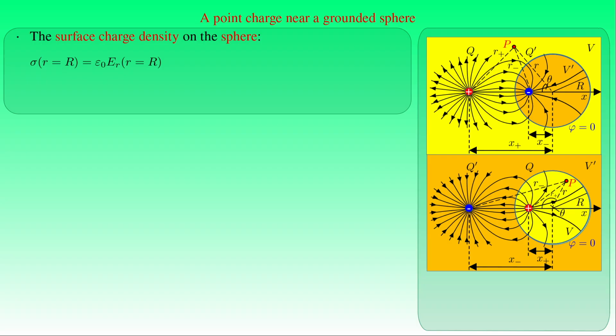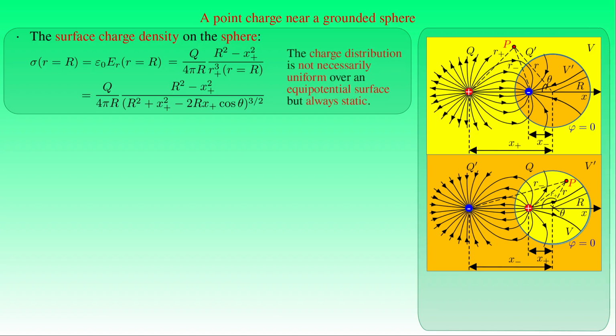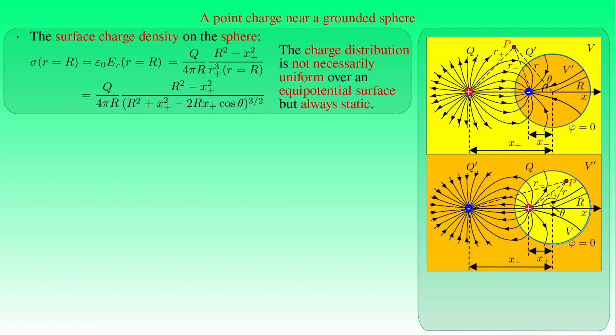If we substitute the radial component of E obtained by evaluating the electric field strength at the radius capital R, then we can express sigma as the charge q over 4 pi times capital R, times the difference between the square of capital R and the square of x sub plus, over the quantity of the square of capital R plus the square of x sub plus minus 2 times capital R times x sub plus times cosine theta, raised to the power of 3 over 2. The angular dependence of both the radial component of the electric field strength and the distribution of the electric charge density over the surface of the sphere indicates that the charge distribution is not necessarily uniform over an equipotential surface but always static, as seen in the case of the previous examples of electric fields with cylindrical equipotential surfaces.